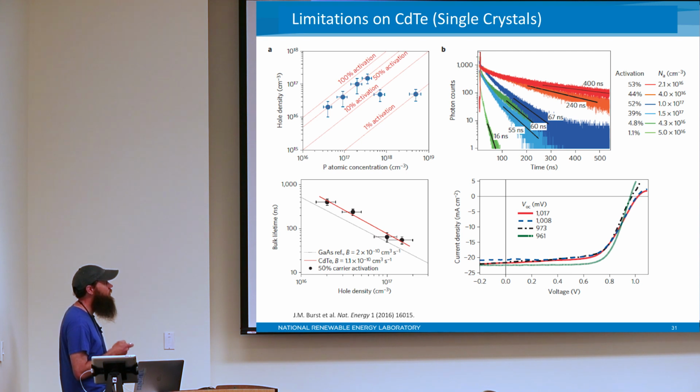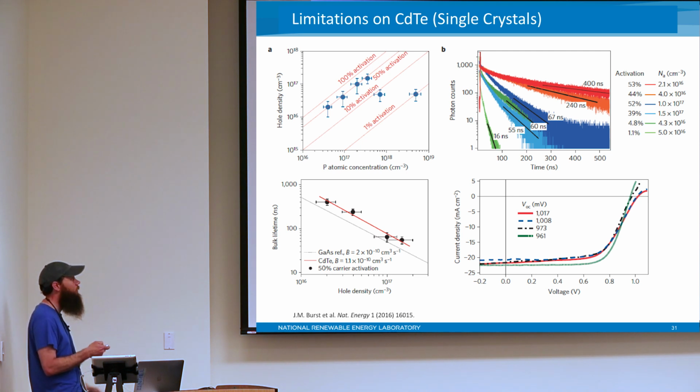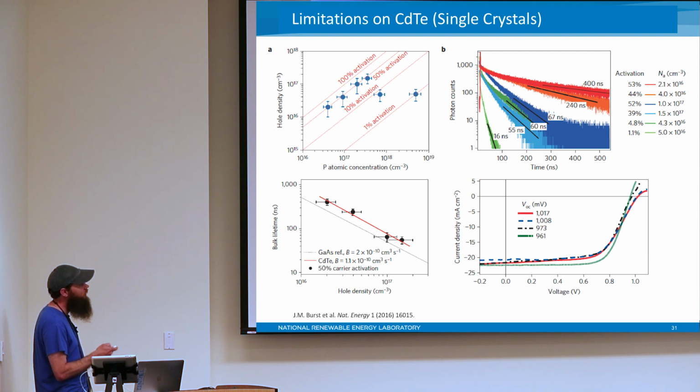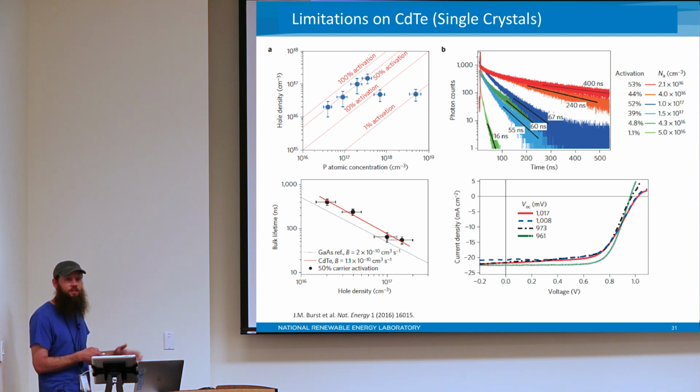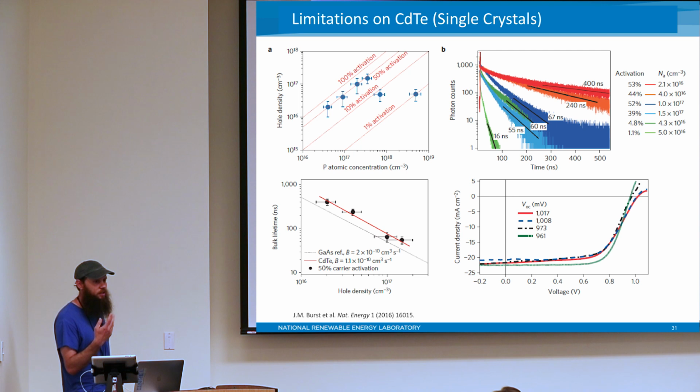And when you compare hole density versus lifetime, as you dope something more, you do lose lifetime. So there's a limit to how much you would actually want to put into something from a lifetime limiting perspective. But we're kind of on the same level as gallium arsenide in this case, which has a similar indirect band gap and whatnot, and people think of it as a very high quality material.